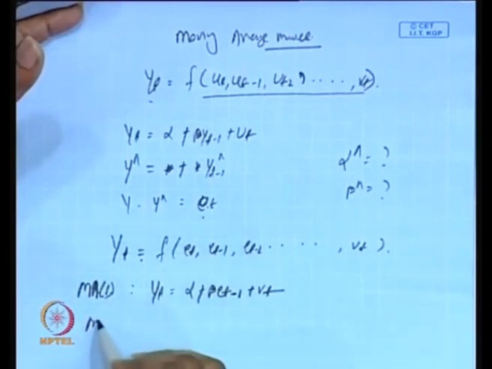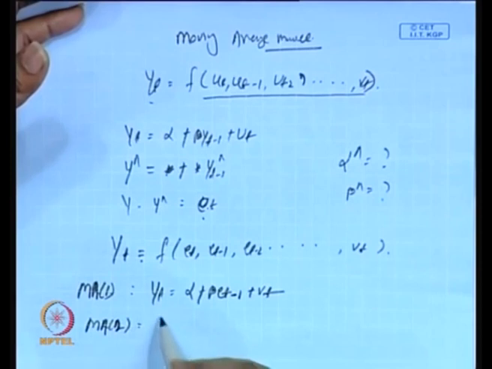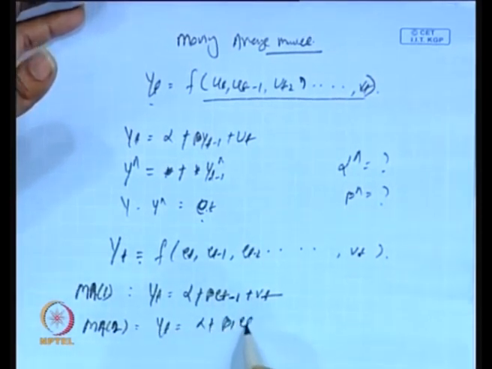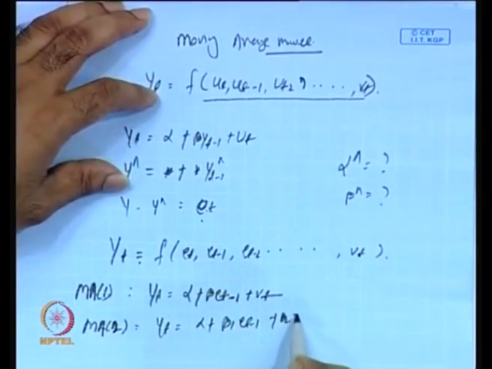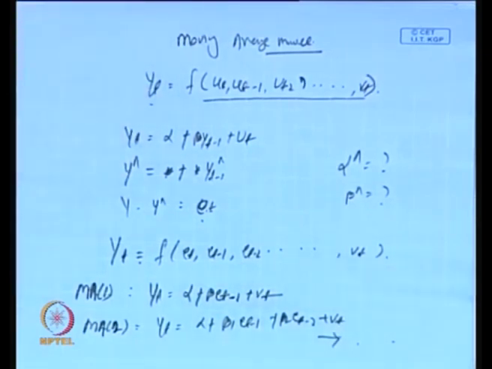Okay, so now moving average of order 2: yt equals alpha plus beta 1 et minus 1 plus beta 2 et minus 2, plus vt. So this is how it will be continuously increased. That means in one setup you get the autoregressive scheme, in another setup you get the moving average scheme.